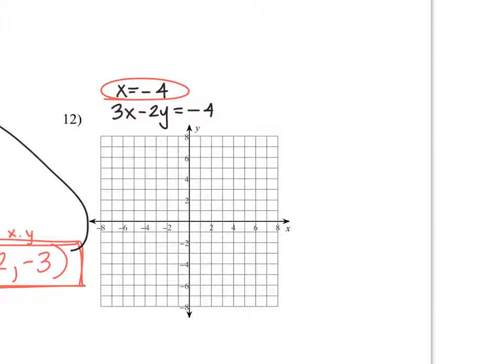All right, x equals -4. That's going to cut through my x-axis at -4. All right, so we'll cut through the x-axis at -4, means it's going to have to go perfectly straight up and down.